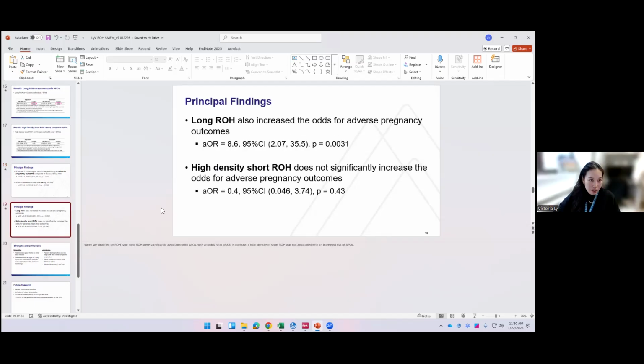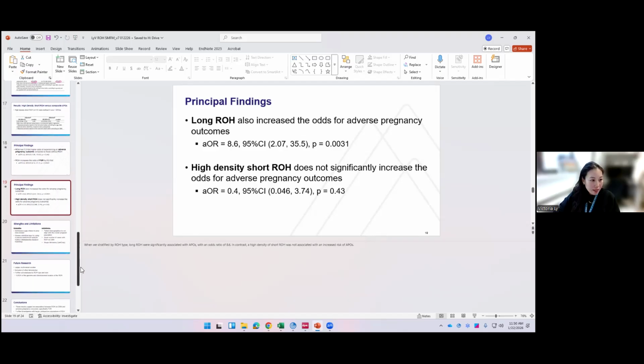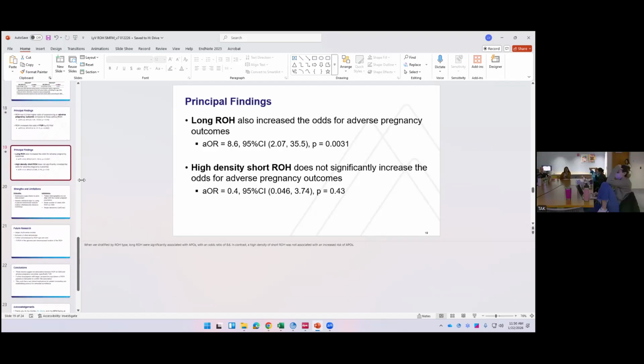Okay. And then I'll do the same, so that way the principal findings are not as confusing. And then I wouldn't say long ROH also, right? Because that's within. So I would just say specifically long ROH.